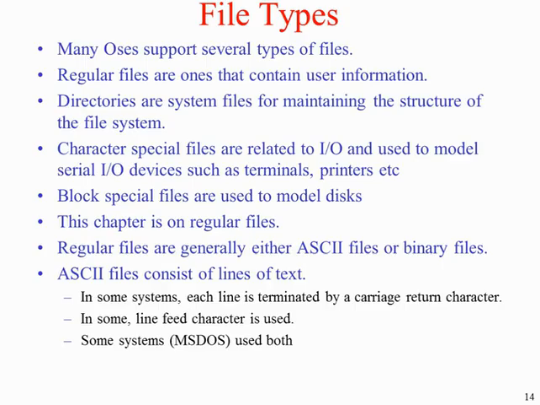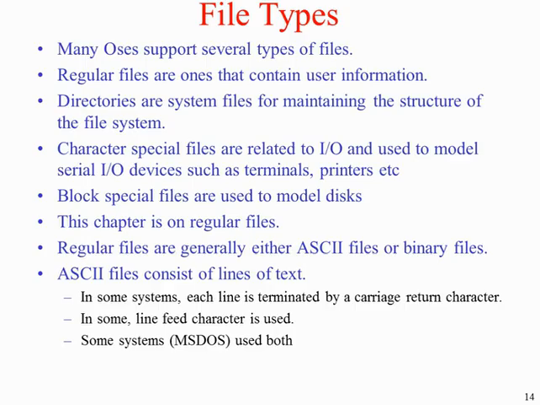Then you have block special files. These are usually used to model the disk, especially when you are going to access information from the hard disk. Block special files are used to collate the information that you are trying to access from the hard disk. Now regular files, which are the ones most familiar to regular users, are treated as either ASCII files or binary files.